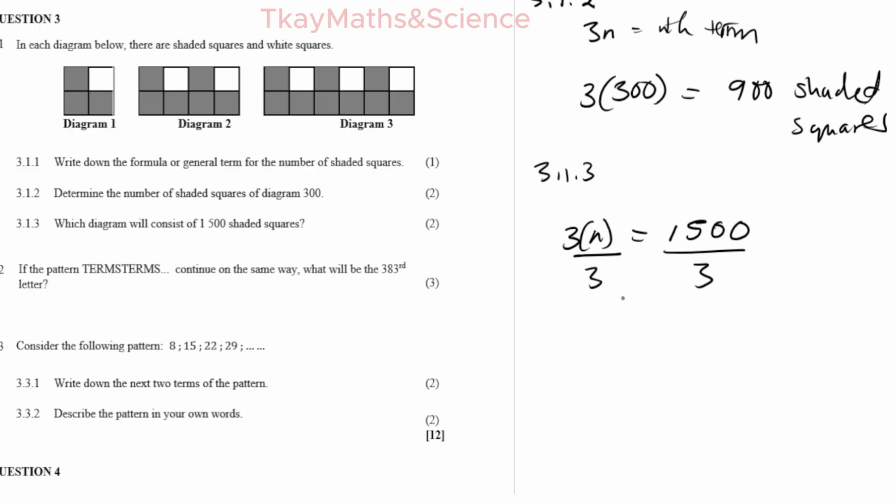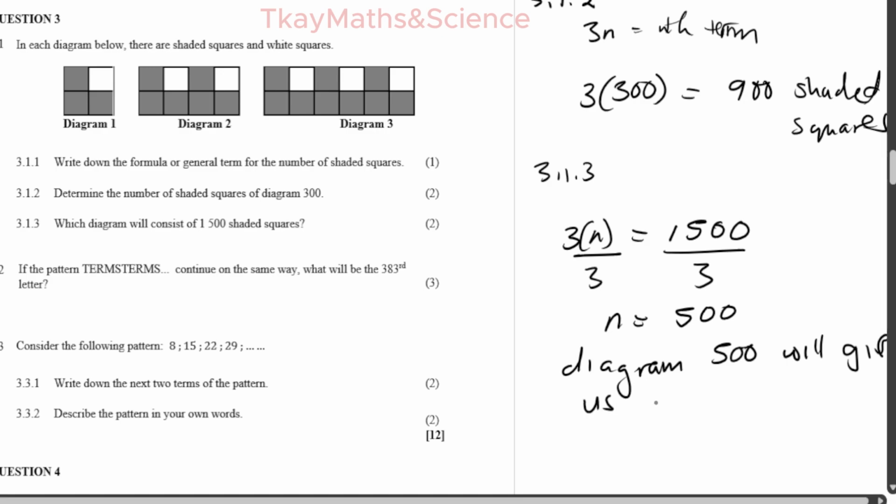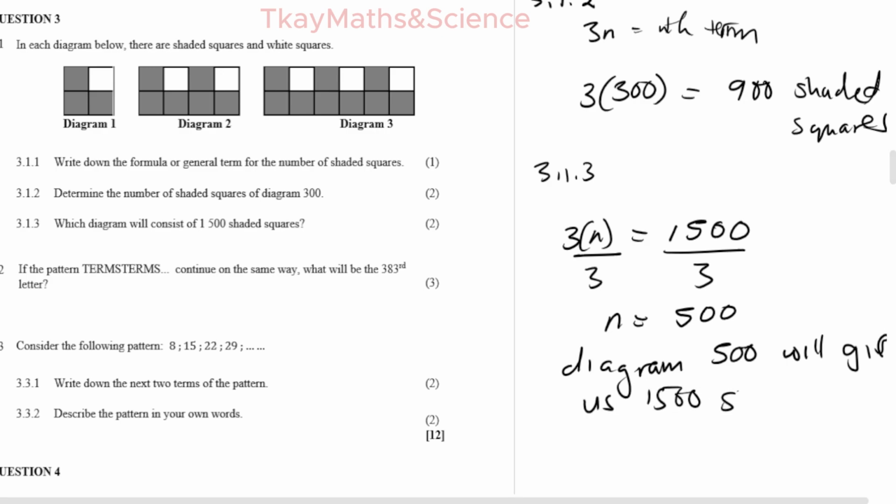So divided by 3 on this side. So n is going to be what? 3 into 15, that's 5. So it's going to be 5.00, which is 500. So diagram 500 will give us 1500 shaded squares.